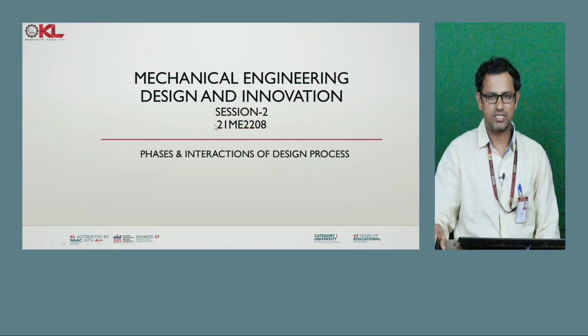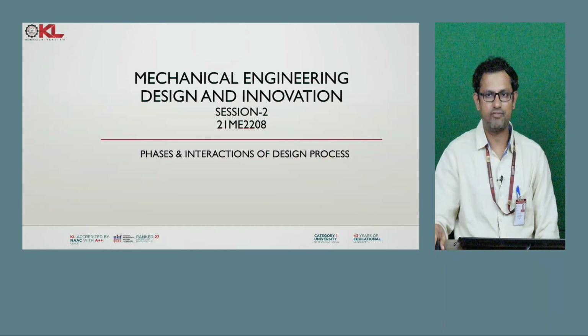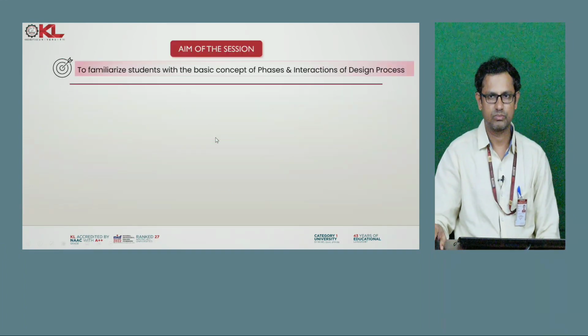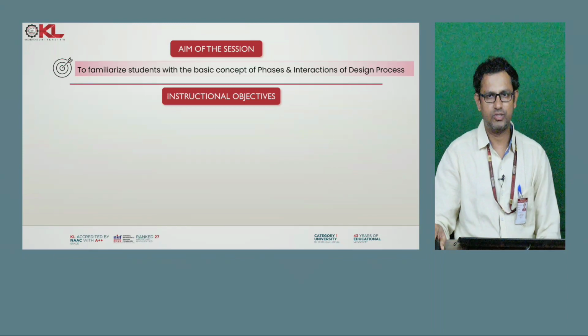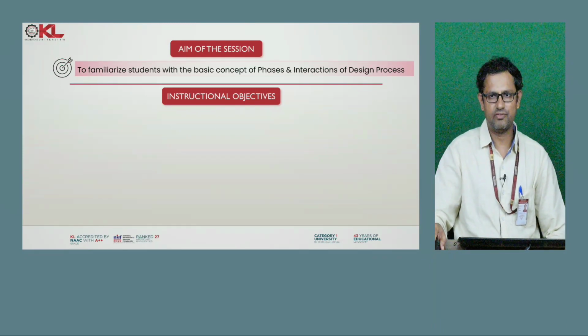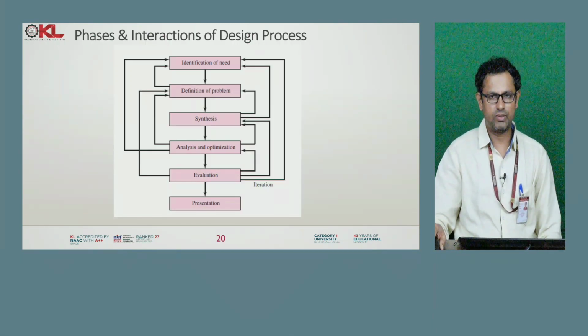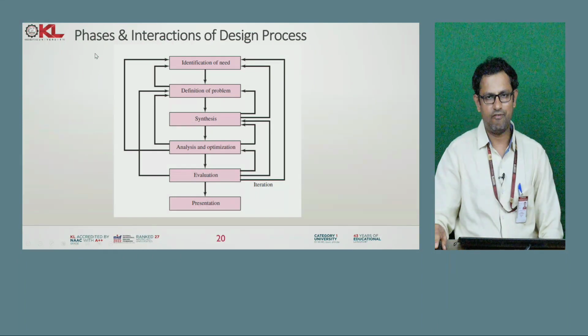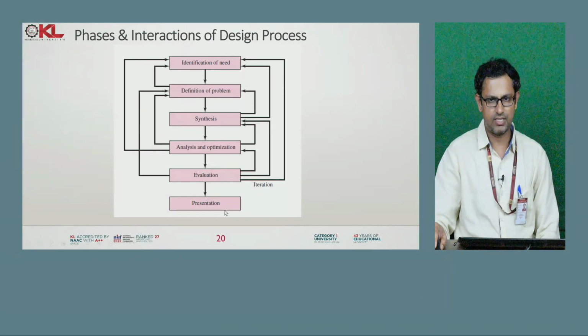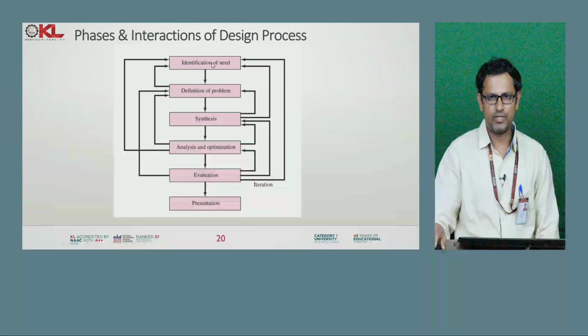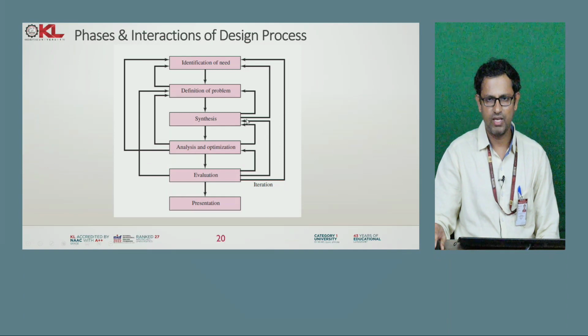The topic for today's discussion is phases and interactions of design process. The aim of the present session is to make you understand the concept of phases and interactions of design process. Coming to the phases, every design process has to go through these 6 different process steps. The first one is the identification of the need, second one is the definition of problem, third one is the synthesis, fourth one is the analysis and optimization, fifth one is the evaluation, sixth one is the presentation.